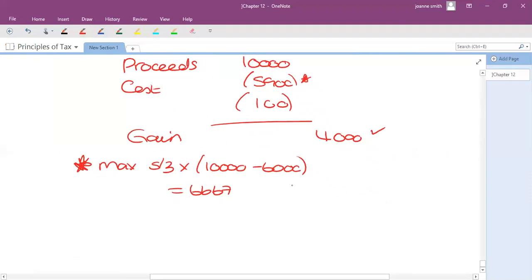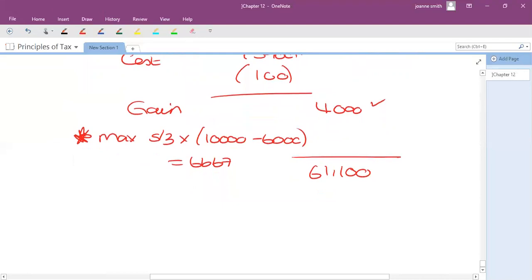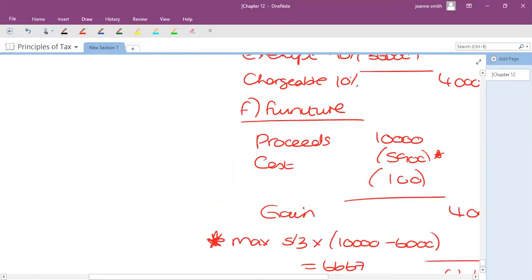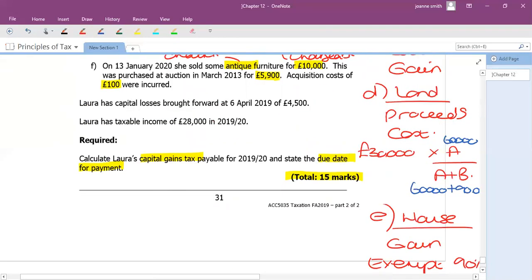So we've looked at all our assets. You will add them all together. Obviously in the exam you might have made a mistake for one of them, so you might not have the correct total of 61,100, but add up what you've got. And then you're looking at your question to see, do I have any losses brought forward to use? And do I have an annual exemption? So if we go over to the question, we do have some losses. Capital losses brought forward, 4,500.